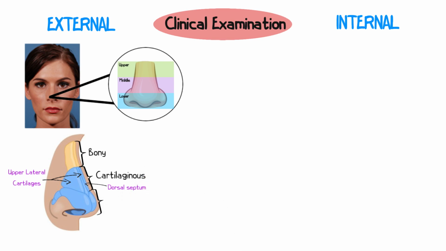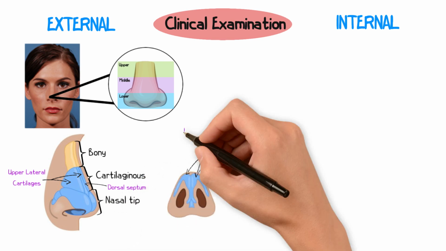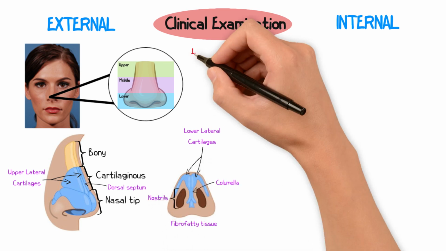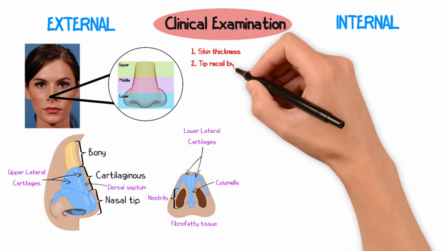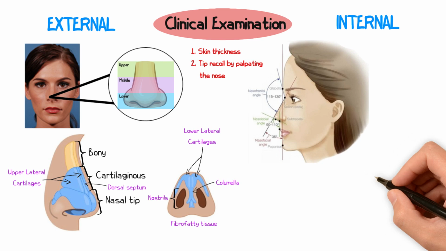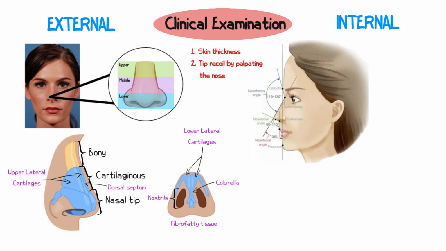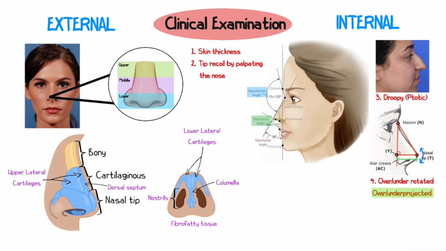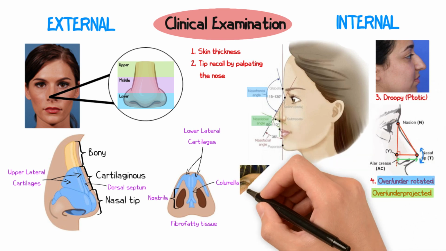The lower third is also called the nasal tip and comprises the lower lateral cartilages, the columella, the fibrofatty tissue, and the nostrils. Comment externally on the skin thickness. The tip recoil by palpating the nose to assess support. Various angles exist, but for the purposes of the exam, the key ones to note are the nasofrontal angles and the nasolabial angles. Comment on whether the tip is droopy in nature or ptotic, and whether the nose is over-rotated or under-rotated, over or under-projected.